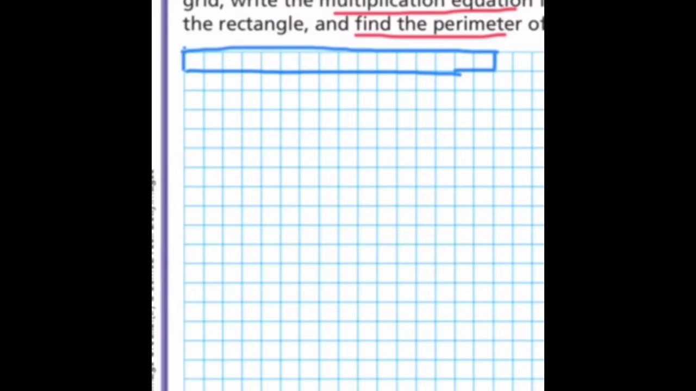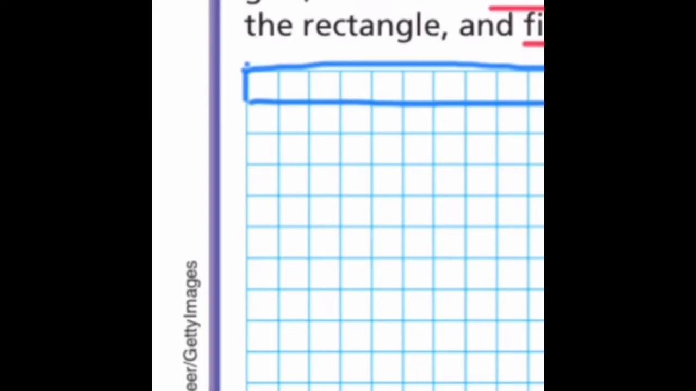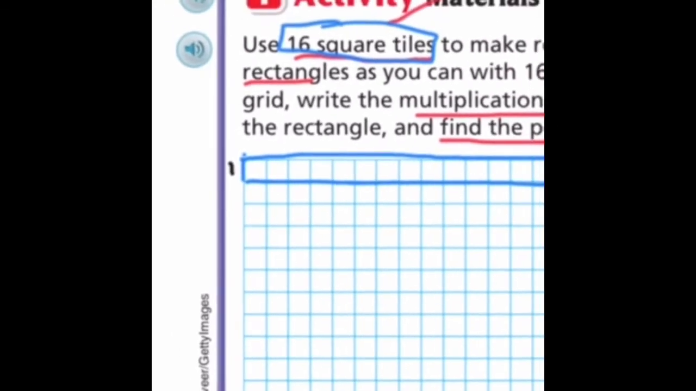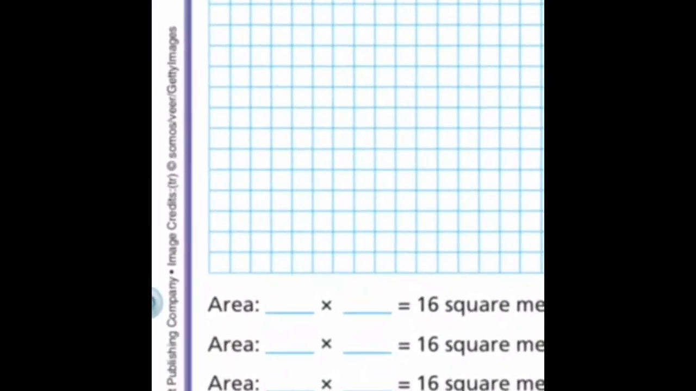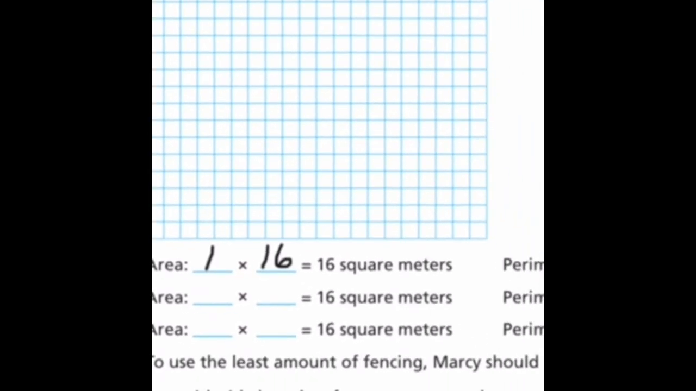So there is my 1 by 16. Okay, so I need to label my sides. So it's a 1 by 16. I'll put that right here on the top as best I can. 1 by 16. So the area is 1 times 16, which equals 16 square meters.